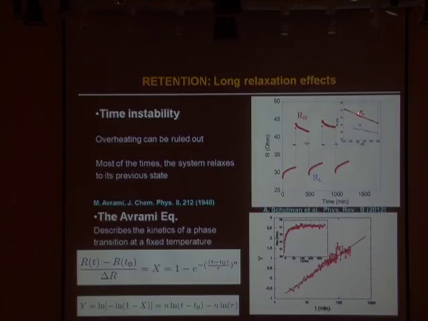So if you heat it and then the contact cools down, you will always observe a reduction of resistance. But here you can observe that the resistance relaxes to a higher value. So this is an intrinsic relaxation, related not only to overheating. And you can observe the relaxations here.